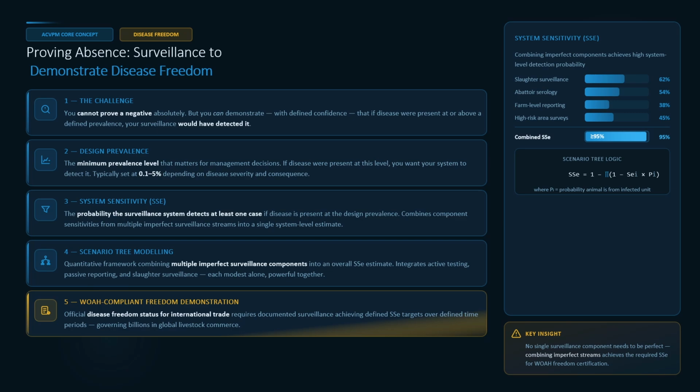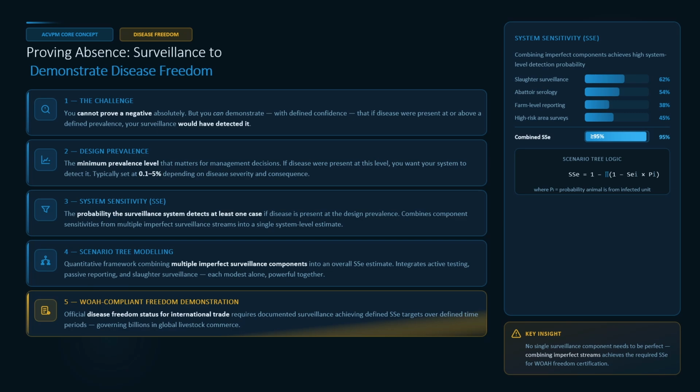Next comes system sensitivity, or SSE. This is a probability that your surveillance system detects at least one case if disease is truly present at the design prevalence. The keyword is system. SSE combines the sensitivities of multiple imperfect surveillance streams into a single overall estimate. And this is where scenario tree modeling earns its keep.